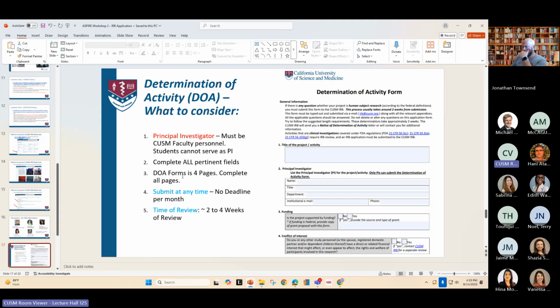The determination of activity form is only 4 pages long. It only gets long because you're going to be cutting and pasting a lot of information in there, and I'll show you what I mean. You can submit these forms once you complete them at any time. There's no monthly deadline. You can submit them at any time of the month. The time for review for your application forms is around 2 to 4 weeks. What I fully recommend for those writing up their applications is to not separate their forms. Once you get all your forms completed, put them in one single PDF document. And I'm going to show you an example.